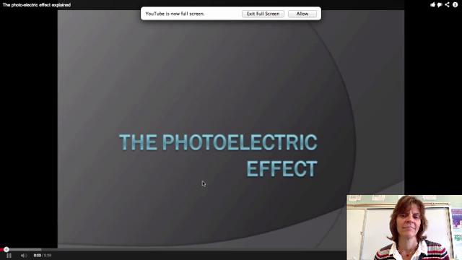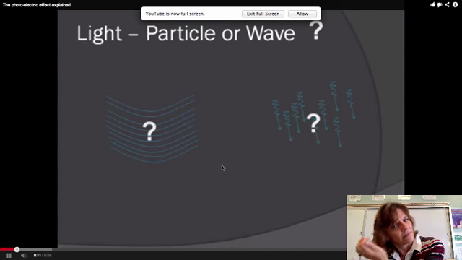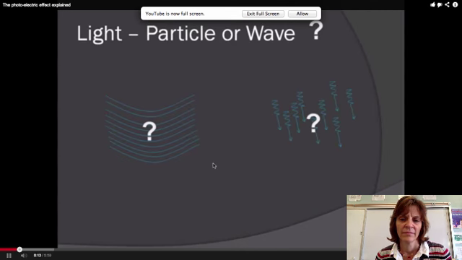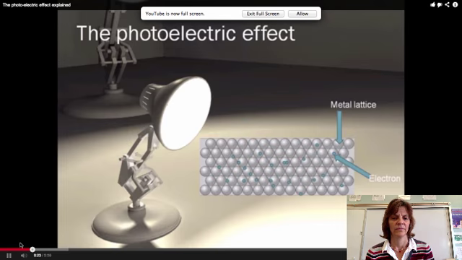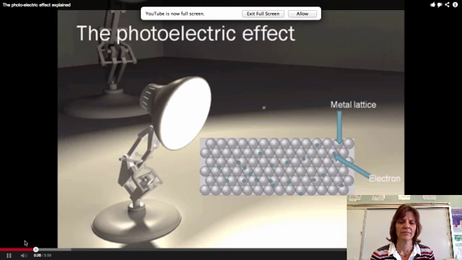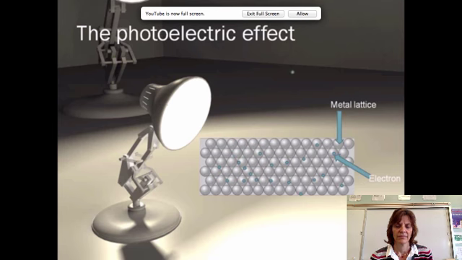This tutorial will cover the photoelectric effect. Light exhibits wave-like properties, such as diffraction and interference. As a result, at the end of the 19th century, it was generally accepted that light was a wave. However, when studying the photoelectric effect, light appears to exhibit particle-like properties as well as wave-like properties. The photoelectric effect is the effect whereby when light is shone on a metal surface, electrons are given enough energy to escape from the surface.